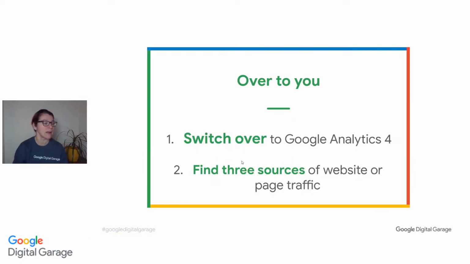Okay. Right, so a couple of actions for you to take. You can let Emma know what actions you're going to take after this session in the chat. But how about double checking whether you're still running Universal Analytics? If you are, make sure you've switched across to Google Analytics 4. And once you've done that, why not go and find your top 3 sources of your website traffic, and maybe investigate your page traffic as well. A little bit of practice, get yourself comfortable, and then you can start going even deeper.